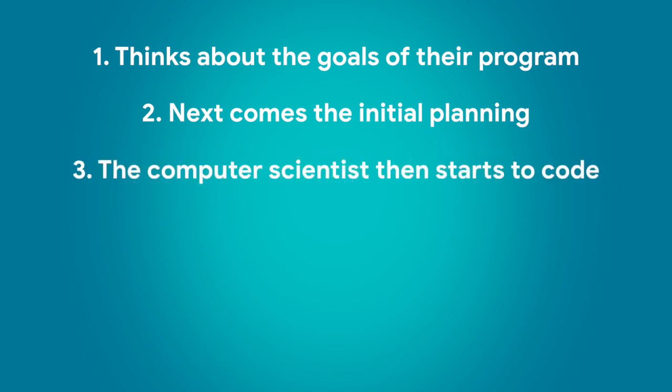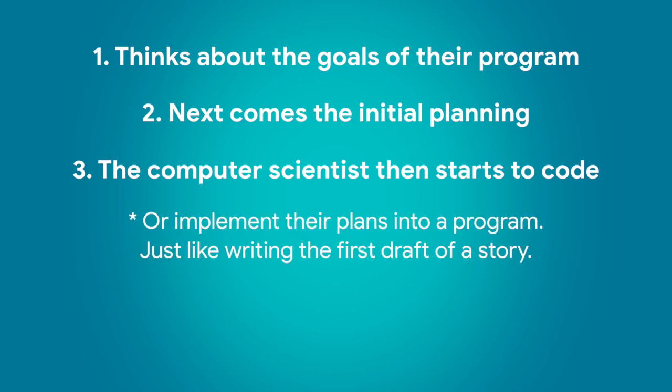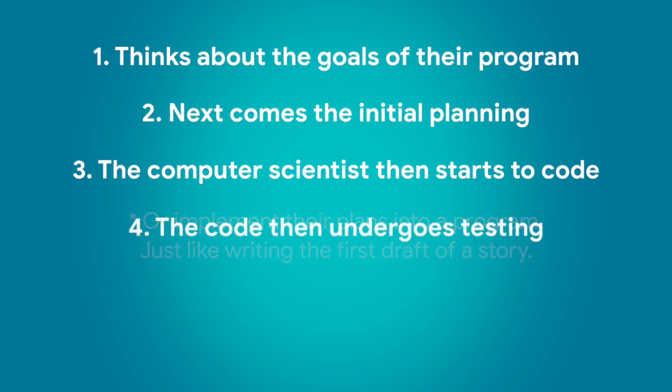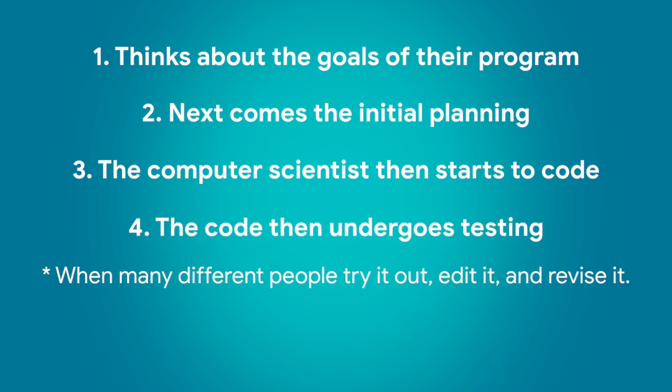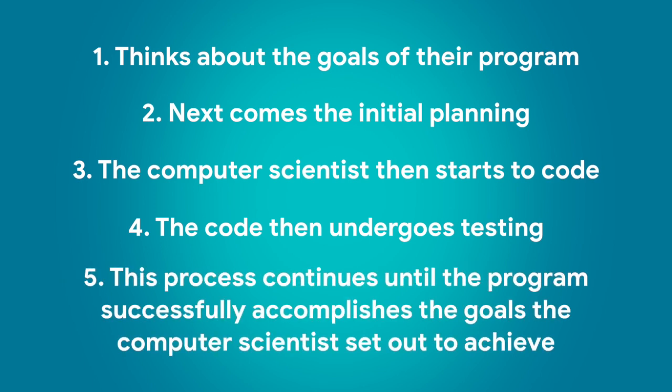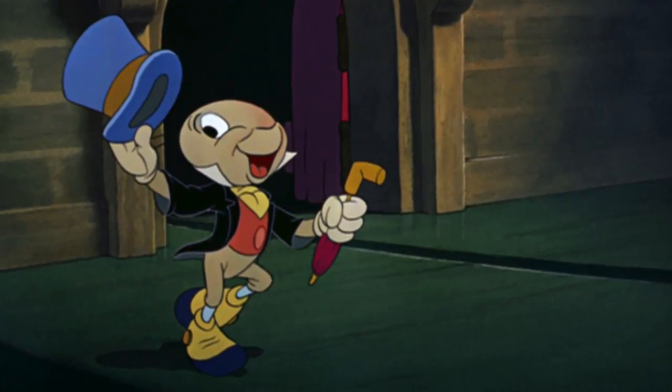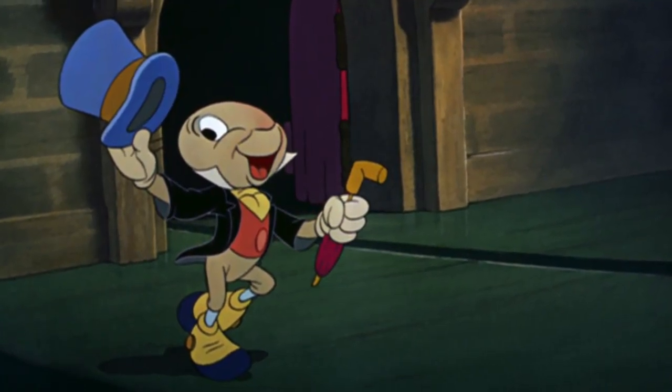The computer scientist then starts to code or implement their plans into a program, just like writing the first draft of a story. The code then undergoes testing, when many different people try it out, edit it, and revise it. This process continues until the program successfully accomplishes the goals the computer scientists set out to achieve. When writers and computer scientists work together to build a computer animated movie, you can imagine that there's a lot of sequencing, testing, and revising happening at every stage of the writing and programming processes.